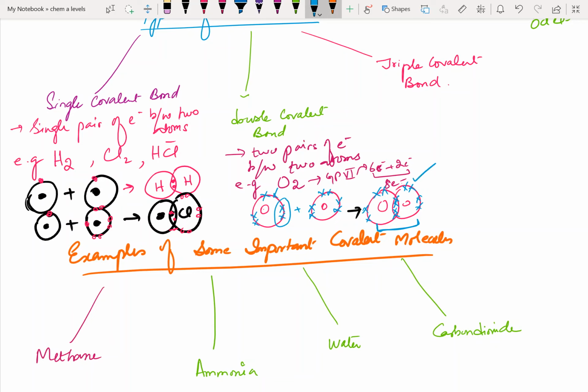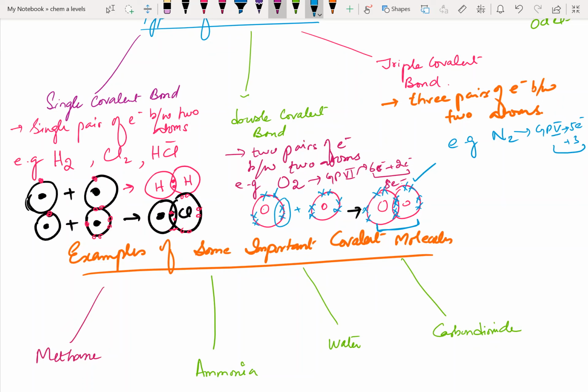Let's talk about the triple covalent bond. A triple covalent bond is the bond in which 3 pairs of electrons are shared between 2 atoms. For example, one of the great examples is nitrogen. Nitrogen belongs to group 5 and it has 5 electrons of its own, so 3 electrons are needed, which they can share by themselves.